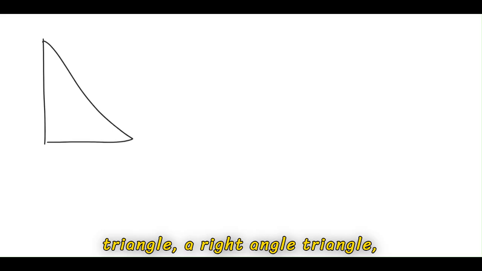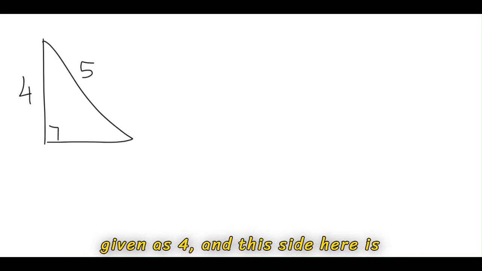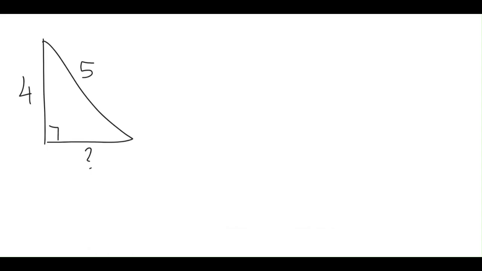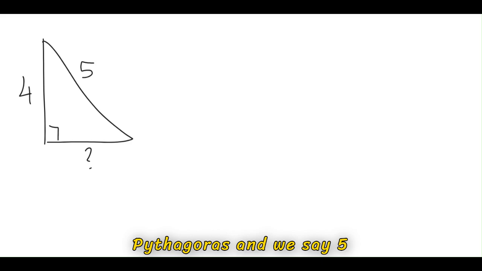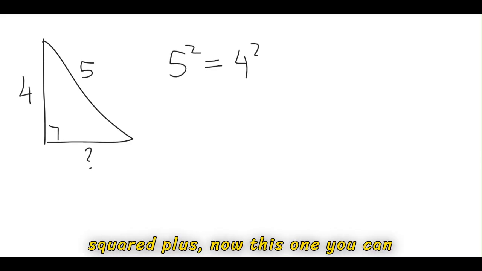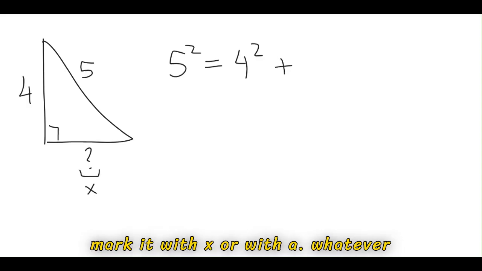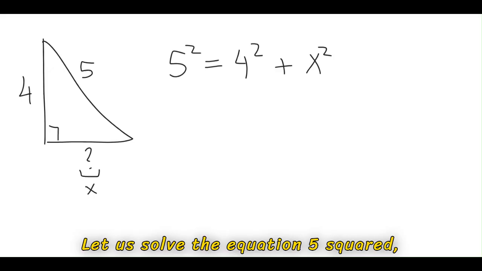But imagine this question looked like this. In our triangle, a right angle triangle, hypotenuse is given, it's 5. This side is given, it's 4, and this side here is question mark. Now again, we apply the Pythagoras and we say 5 squared is equal to 4 squared plus, now this one you can mark it with x or with a, whatever you find easier. Let's say x squared.